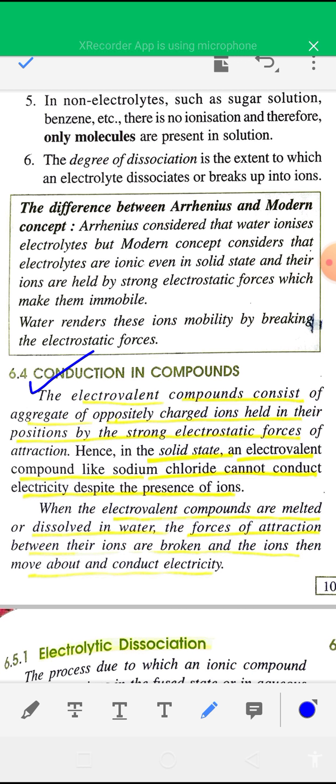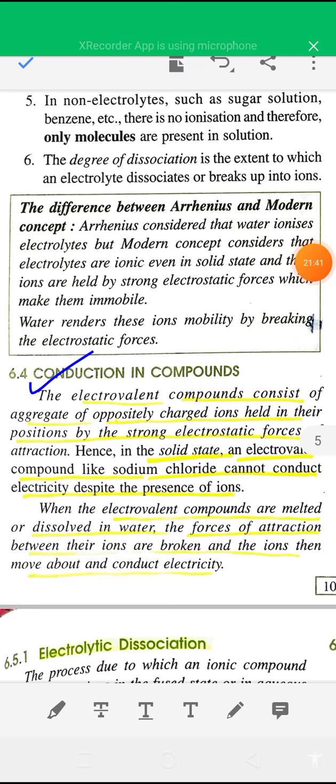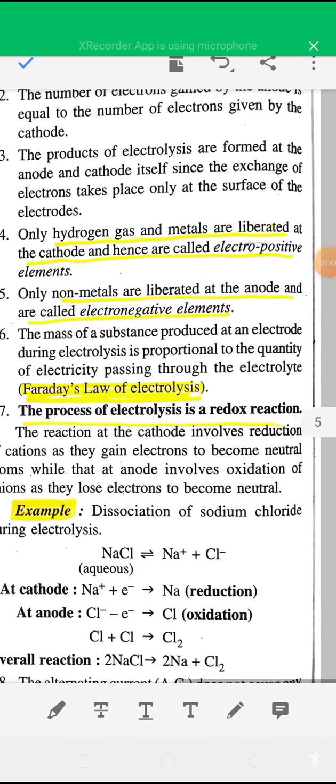For example, sodium chloride cannot conduct electricity in solid state because in solid state the Na+ and Cl- ions are very tightly attached together due to the presence of strong electrostatic force of attraction. But in liquid state Na+ and Cl- ions are free, so they can conduct electricity.